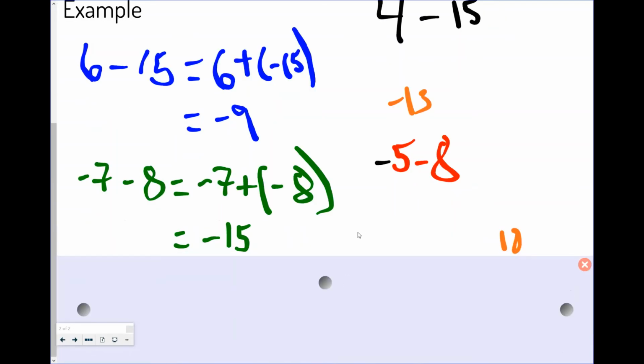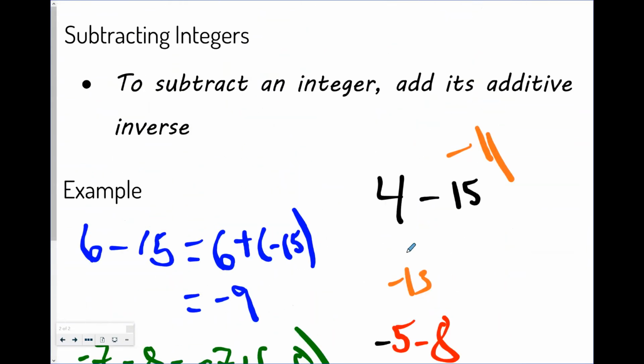Okay. So these two examples, I'm gonna write it out because it will help. It's best for you to write it out. So to rewrite it, for this one, we're going to write 4 plus -15. Okay. And then that's going to give you -11.